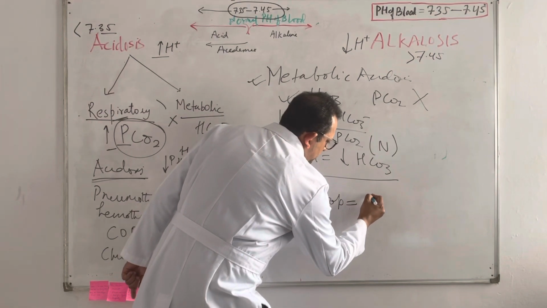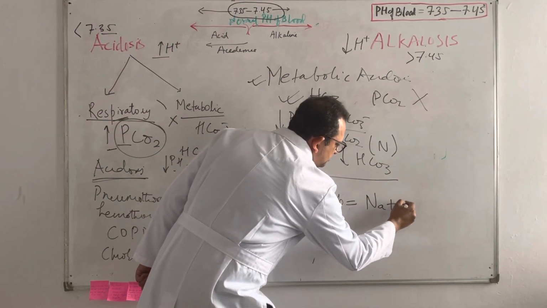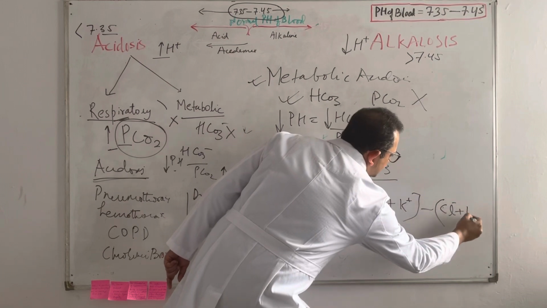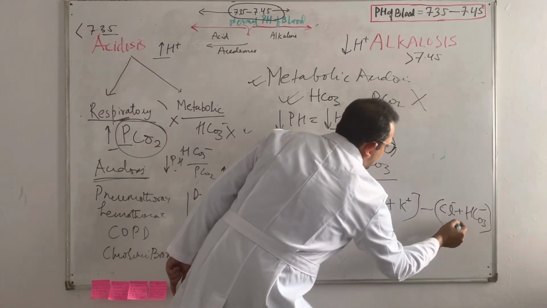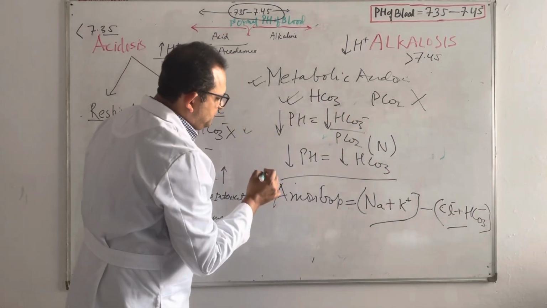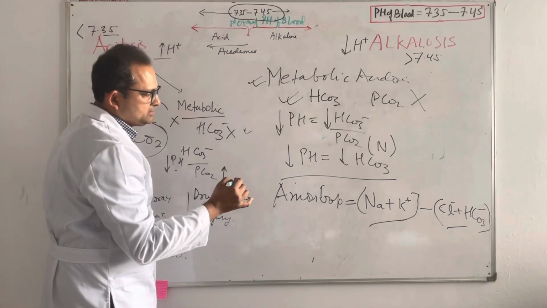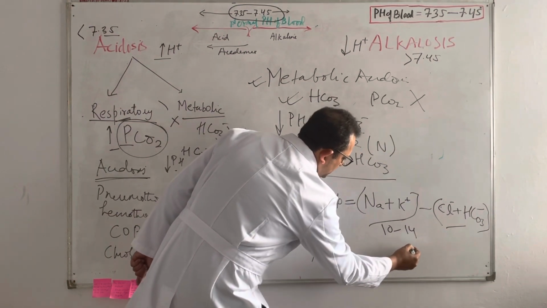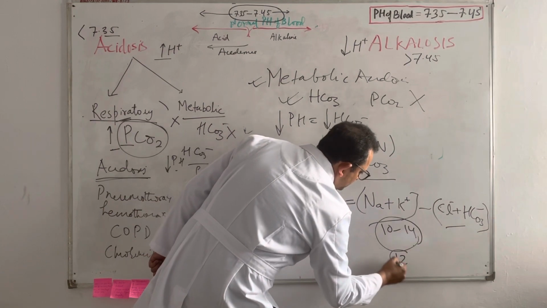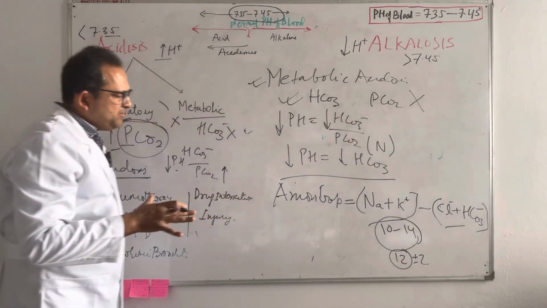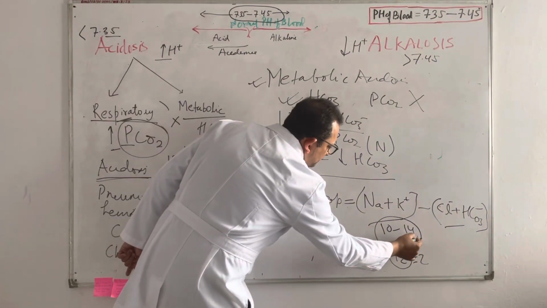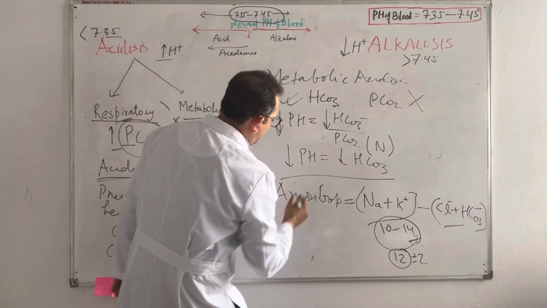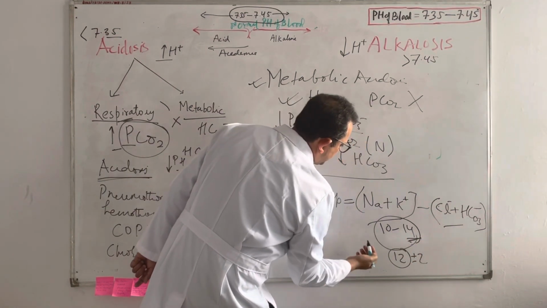So what are the cations? Sodium plus potassium, minus Cl plus HCO3. These are anions, these are cations. If we look at the anion gap, this will be the difference of the cations and anions, and the normal range is 10 to 14. I consider 12 in general, plus minus 2. Roughly I remember the higher value, so 14. The normal range of anion gap is 10 to 14.